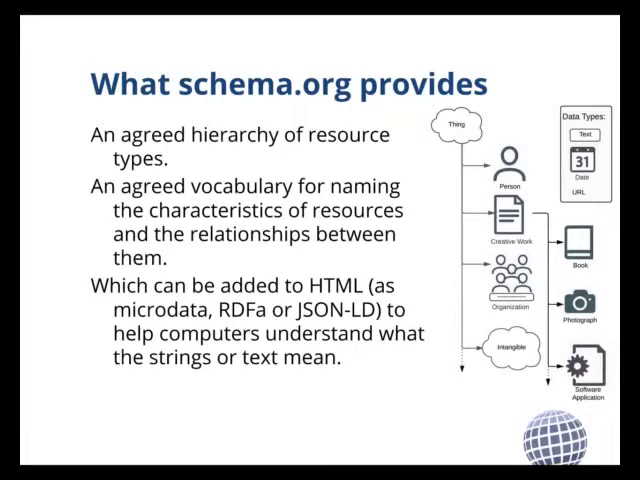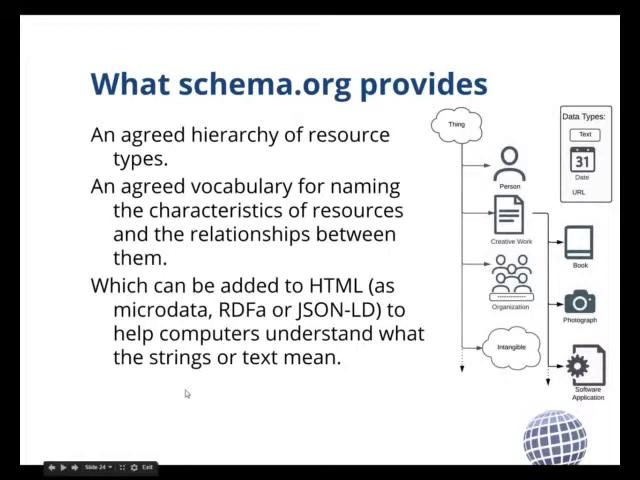And the hierarchy means that everything in the vocabulary that names a characteristic of a thing is inherited by those subtypes underneath it. So everything has, for example, a name, a description, and a URL, which means that every person inherits from the thing type a name, a description, and a URL.